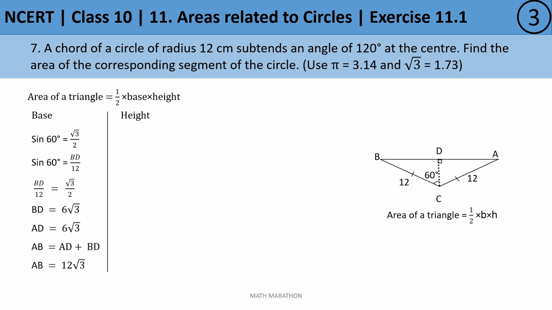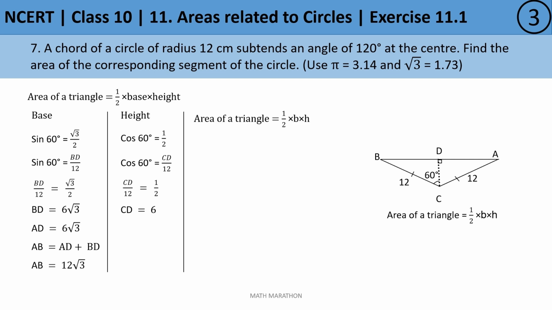Now, let us find height. Cos 60 is equal to 1 by 2. Cos 60 is also equal to adjacent side, which is CD, by hypotenuse, which is 12. CD by 12 is equal to 1 by 2. Let us multiply the equation by 12. CD is equal to 6. So, height is 6. Now, we have base and height.